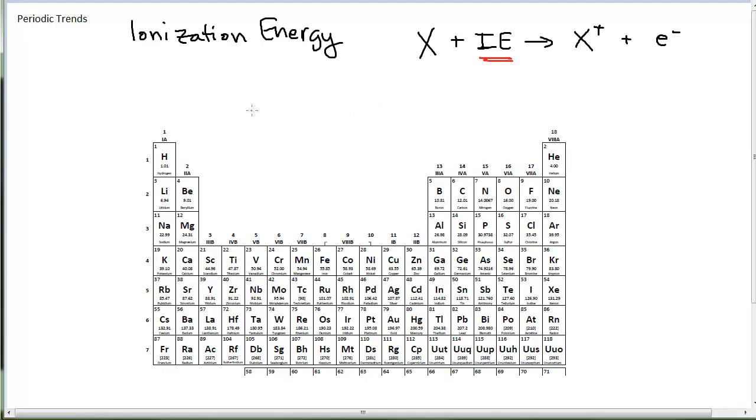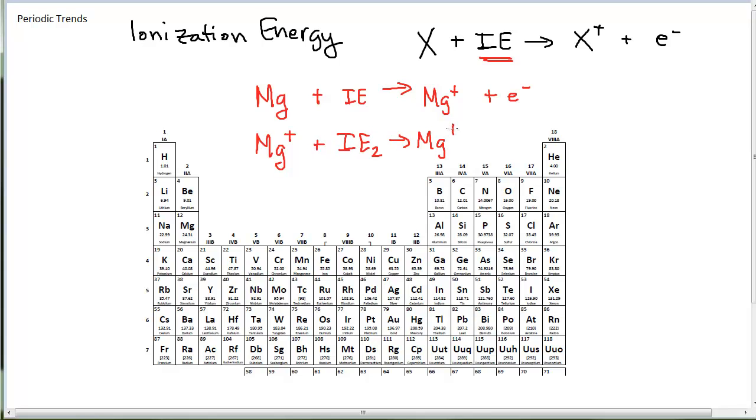For example, let's start with magnesium. Magnesium requires a certain amount of energy to reach in and pull off an electron to become a positively charged cation. We also know that magnesium does not stop at losing one electron. It will normally form a +2 ion in an ionic compound, and so we have what is known as a second ionization energy to remove the second electron from magnesium. Again, it's defined in the gas state, so this would be a representation of the second ionization energy of magnesium.